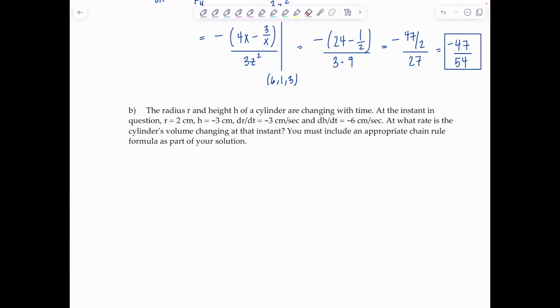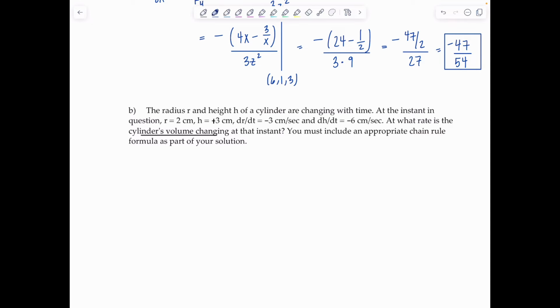Okay, the radius and height of a cylinder are changing with time. At the instant in question, r is 2 centimeters and h is supposed to be plus 3 centimeters. Thank you to my stellar student who caught that and came up and pointed it out. I told them all. That should be a plus, but everything else should be negative. dr dt is negative 3 centimeters per second, and dh dt is negative 6 centimeters per second. At what rate is the cylinder's volume changing at that instant? You must include an appropriate chain rule formula as part of your solution.